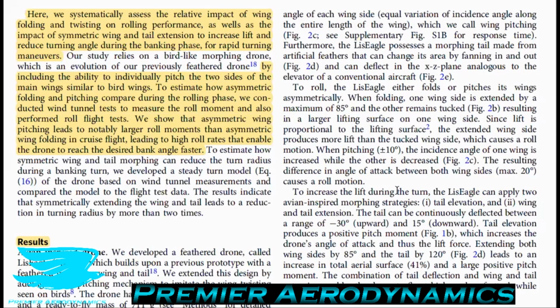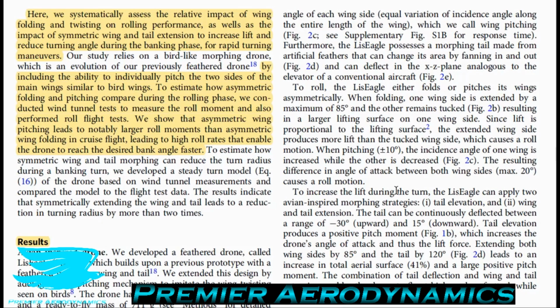So this is where this research comes into it now. Here, they systematically assess the relative impact of wing folding and wing twisting on rolling performance, as well as the impact of symmetric wing and tail extensions to increase lift and reduce turning angle during the banking phase for rapid turning maneuvers. By including the ability to individually pitch the two sides of the wings, similar to birds, that's how they're going to do it.